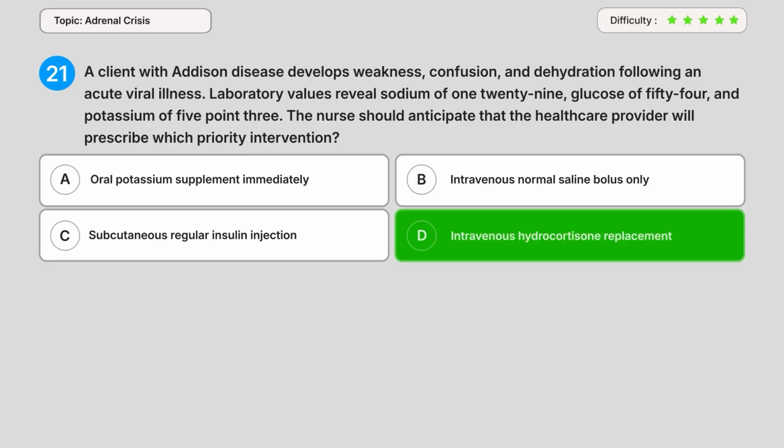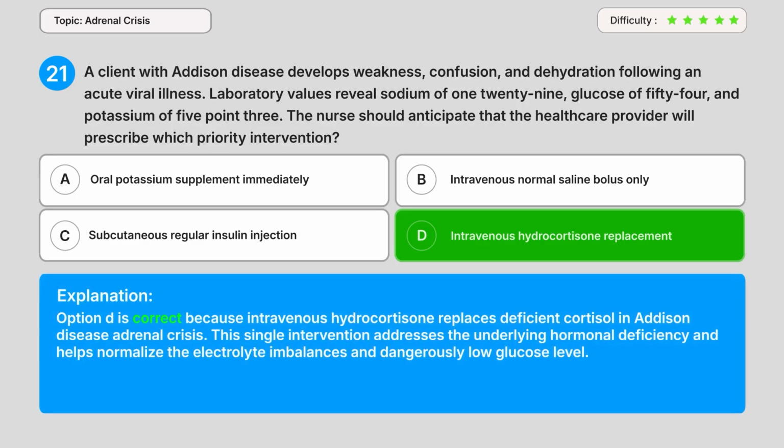Correct answer, D. Intravenous hydrocortisone replacement. Explanation: option D is correct because intravenous hydrocortisone replaces deficient cortisol in Addison disease adrenal crisis. This single intervention addresses the underlying hormonal deficiency and helps normalize the electrolyte imbalances and dangerously low glucose level.